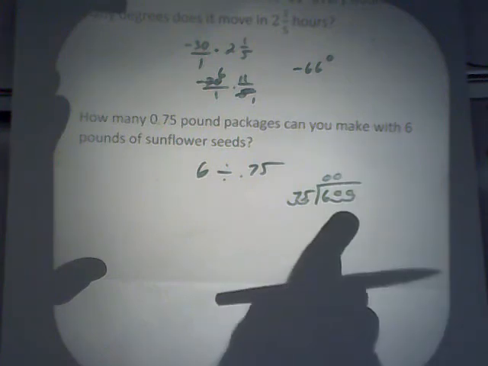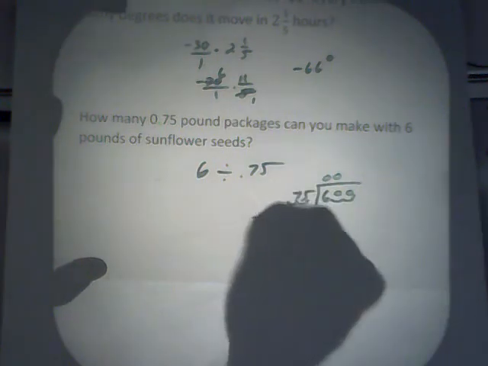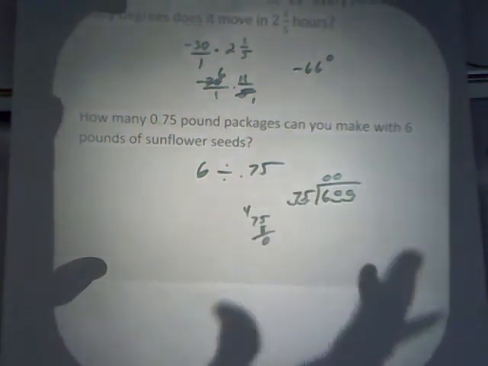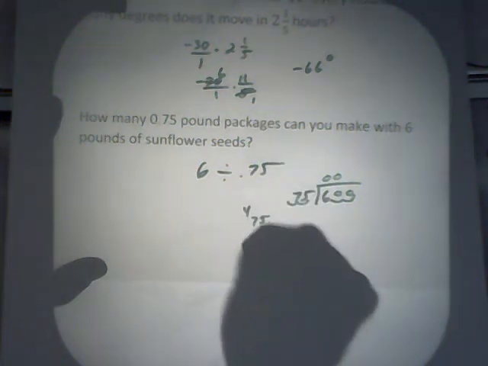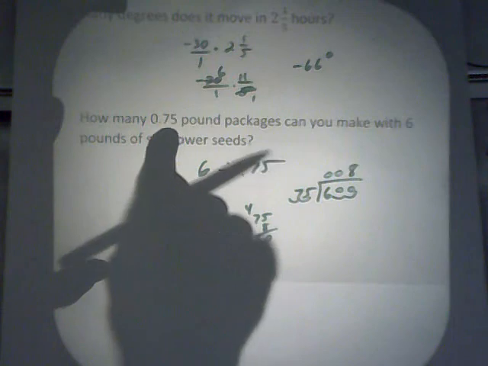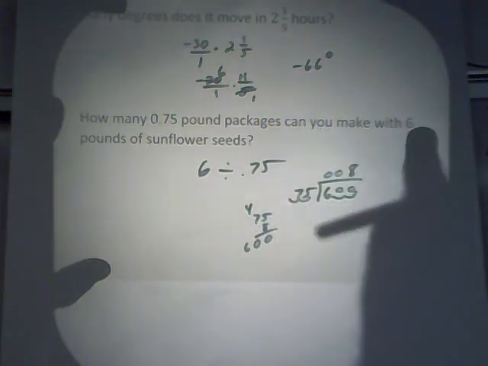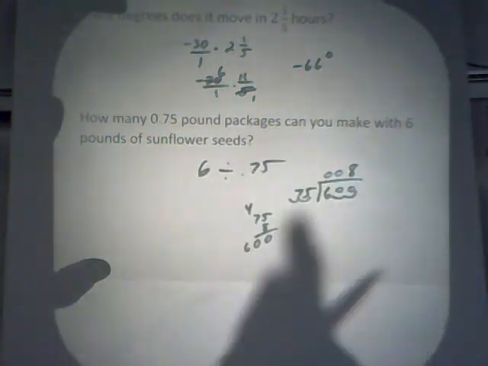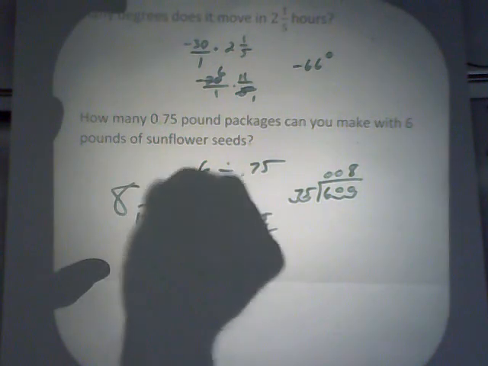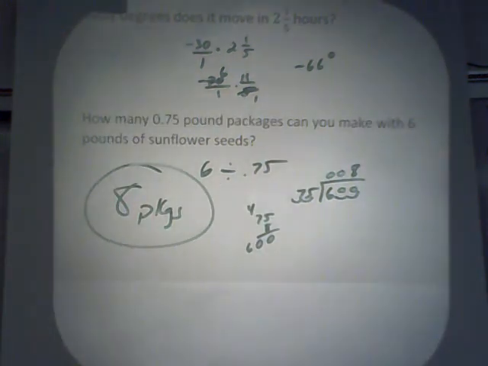How many times do you think it will go into 600? Someone want to take a guess? You say 8? Let's try it. 75 times 8. 56, 57, 58, 59, 60. Bingo, good guess. So that's 8. So how many 0.75 pound packages can I make out of 6 pounds of sunflower seeds? 8 packages. I can make 8 little packages out of that giant bag of seeds.